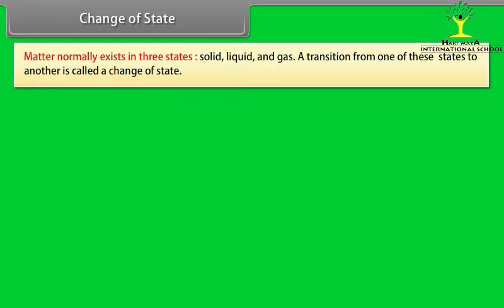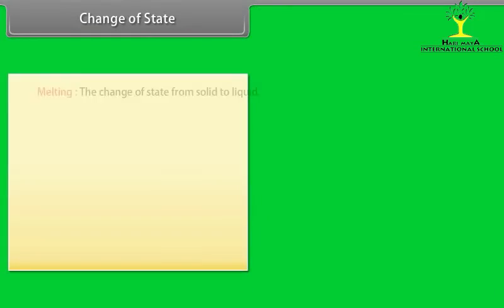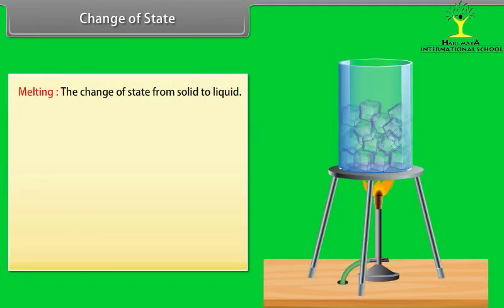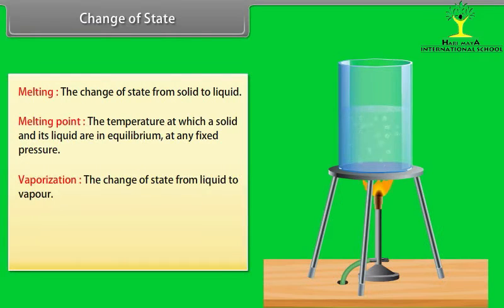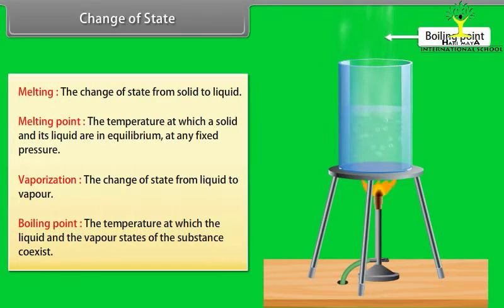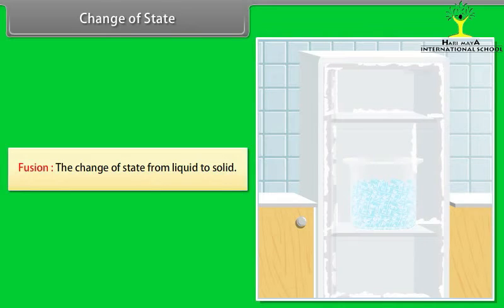Change of state. Matter normally exists in 3 states: solid, liquid, and gas. A transition from one of these states to another is called a change of state. Melting. The change of state from solid to liquid. Melting point. The temperature at which a solid and its liquid are in equilibrium at any fixed pressure. Vaporization. The change of state from liquid to vapor. Boiling point. The temperature at which the liquid and the vapor states of the substance coexist. Fusion. The change of state from liquid to solid.